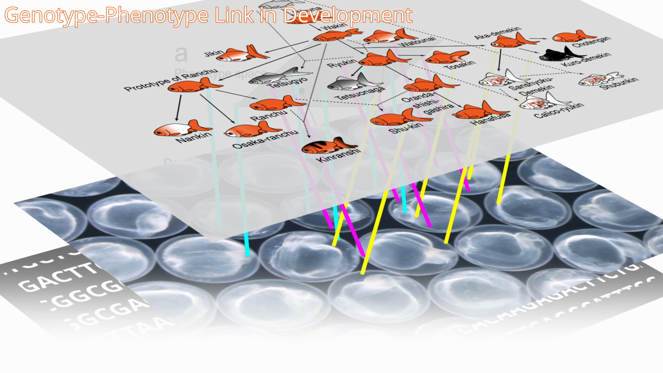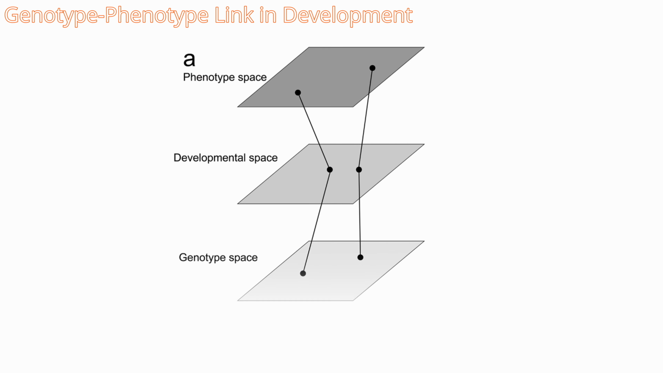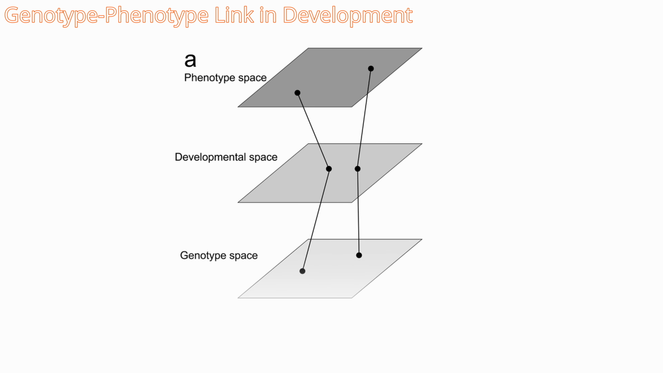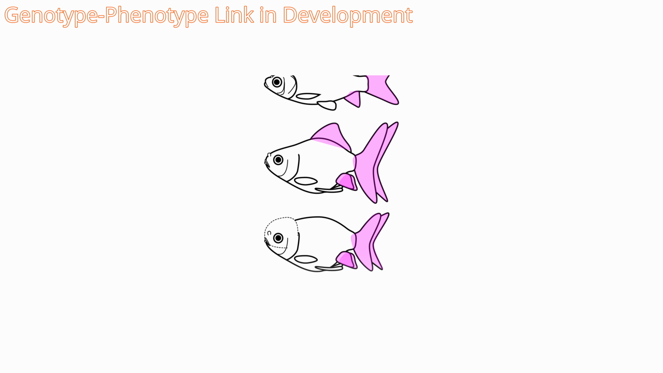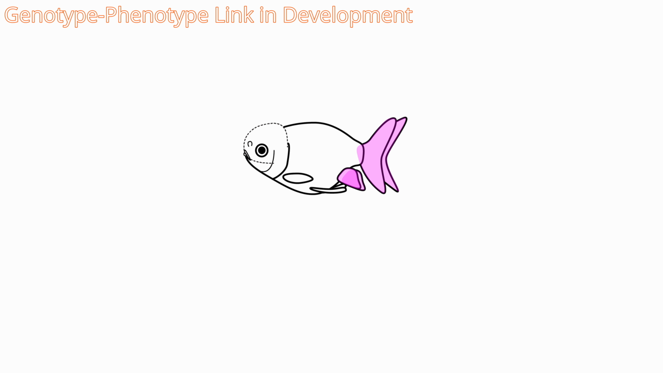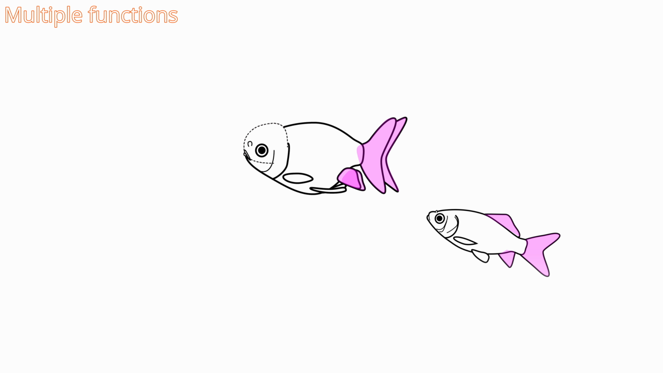However, applying this diagram directly to our goldfish example can be somewhat challenging. Terms like genetic space, developmental space, and phenotypic space may seem too abstract to easily connect to concrete examples. So let's consider a more practical example that is easier to visualize in order to better understand this concept. Among the examples we have discussed in this video, the ranchu goldfish provides a relatively clear illustration of this concept. So let's use ranchu as a case study to explore the relationship between genes and phenotypes.